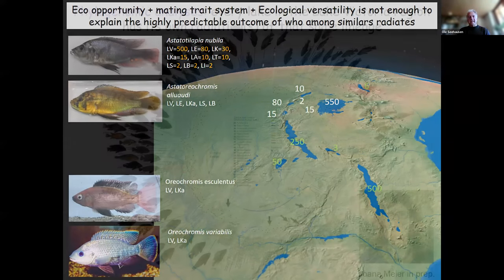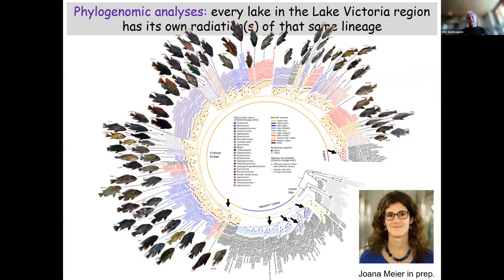And to resolve that, we went to great effort to sequence many, many different species across this super region, this super flock, as we call it, and reconstruct with whole genome sequence data the phylogeny of these radiations. This is work Joanna Meyer is currently preparing for submission. And all I want to show you here is all these different cichlids.